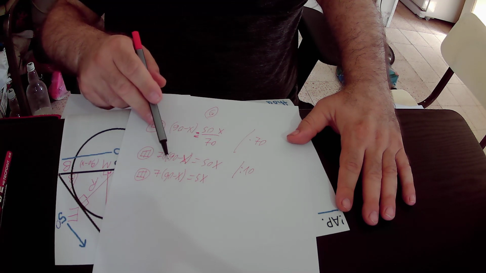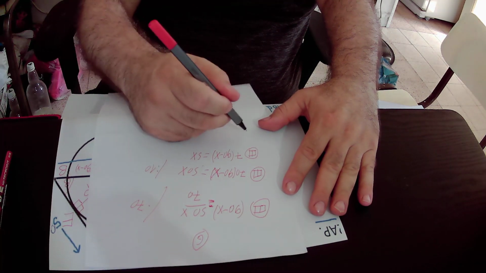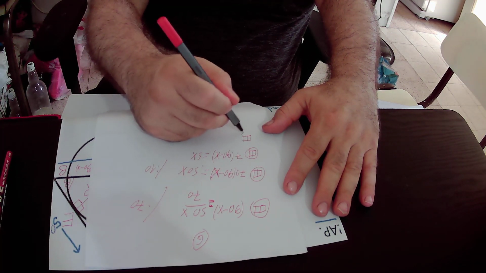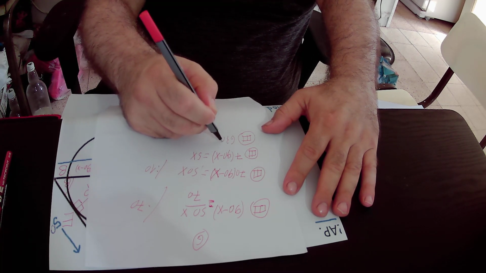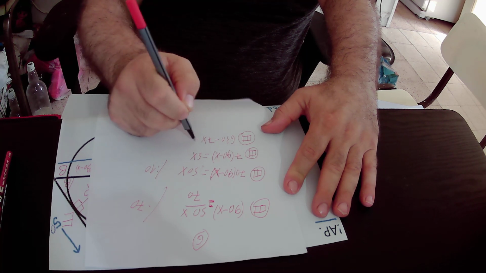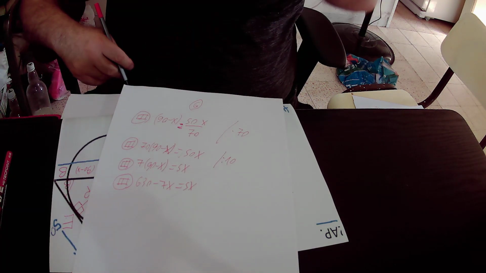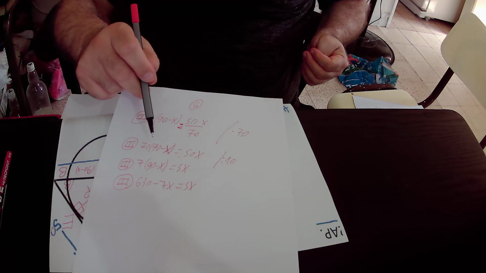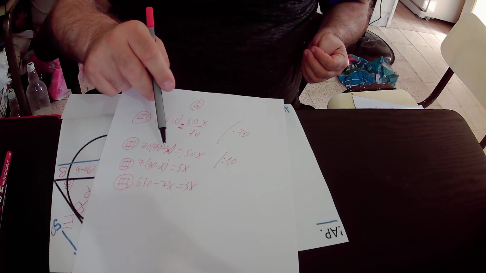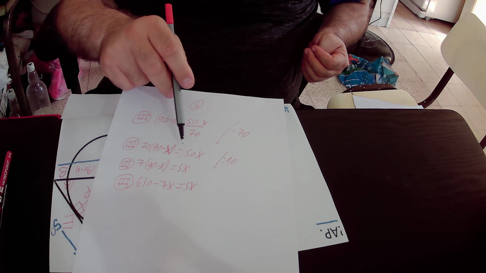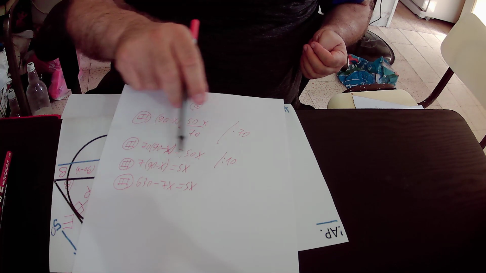Now we will open the brackets in this side of the equation. 7 times 90 equals 630, and 7 times minus 6x equals minus 7x, all equals 5x. Here we will add 7x to both sides of the equation.